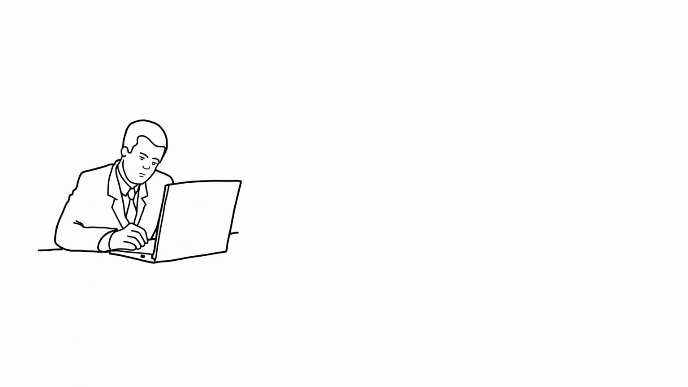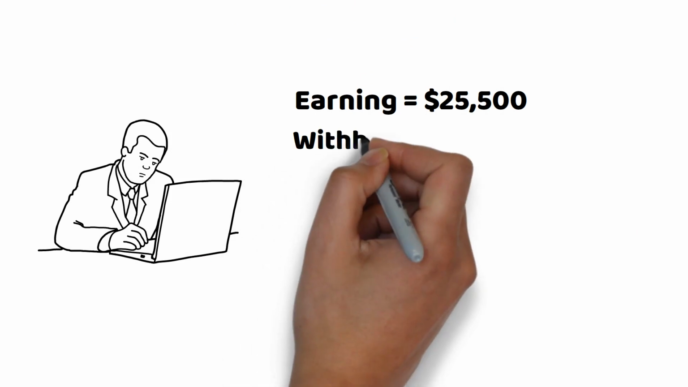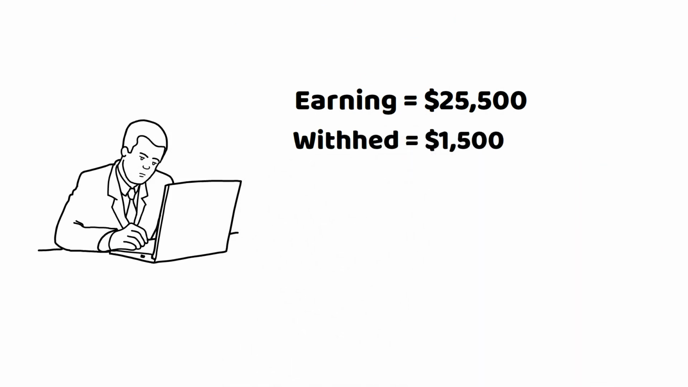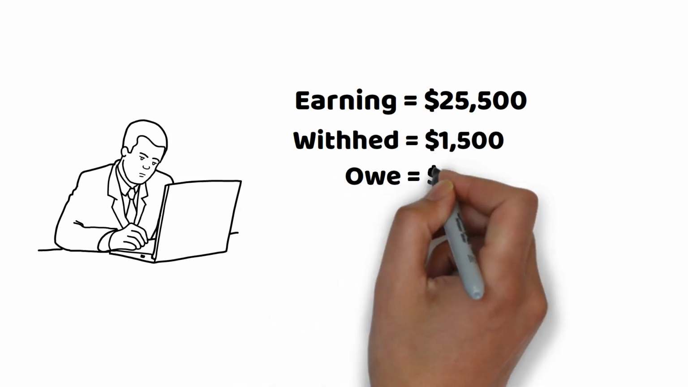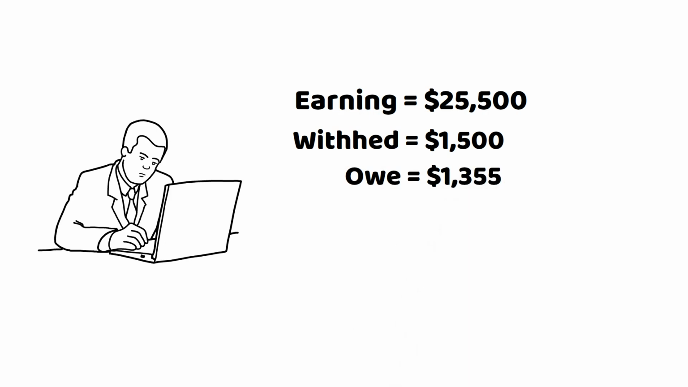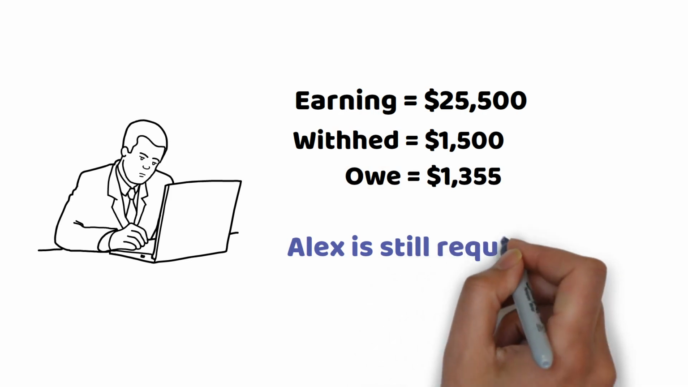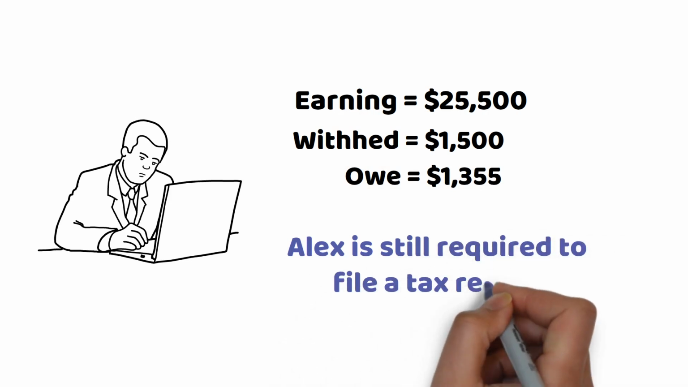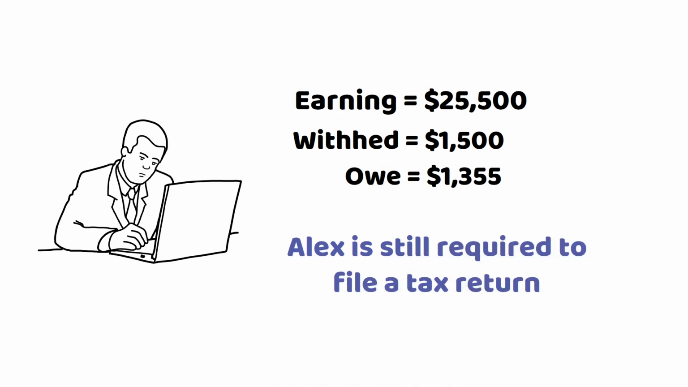Consider Alex, who earned $25,500 this year. He had $1,500 withheld for federal income taxes, but will only owe $1,355, meaning he's due a refund. Despite expecting a refund, Alex is still required to file a tax return. It's not just about whether he owes tax, it's about settling up with the government.